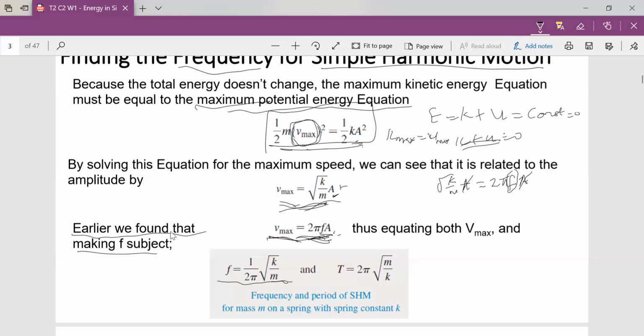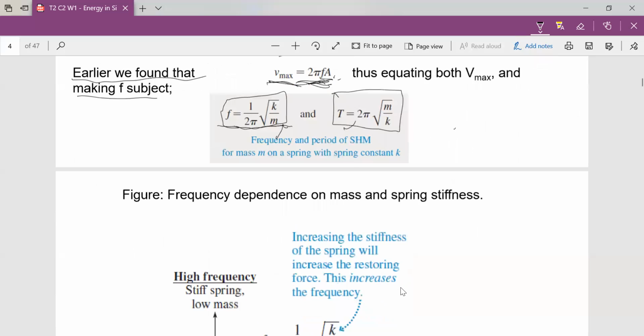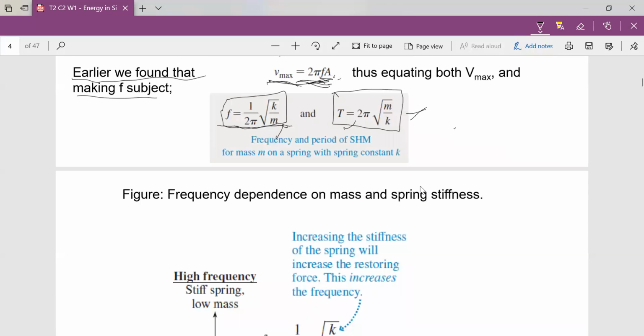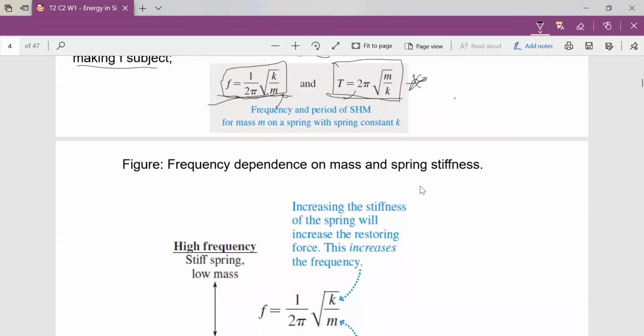And we know the relationship that exists between frequency and period. So if we have the frequency expression to be this, the inverse is simply the period. That is why we'll have it this way. So this is the frequency and the period expressions for simple harmonic motion for the mass m on a spring with constant k. So we should also add that to our formula archives, the frequency and the period for simple harmonic motion.